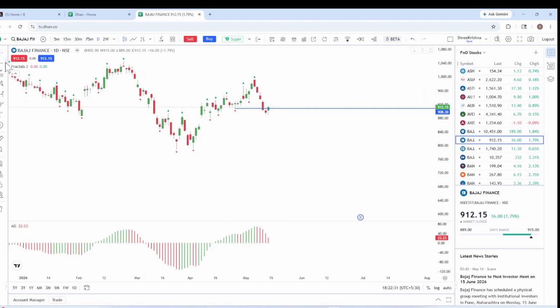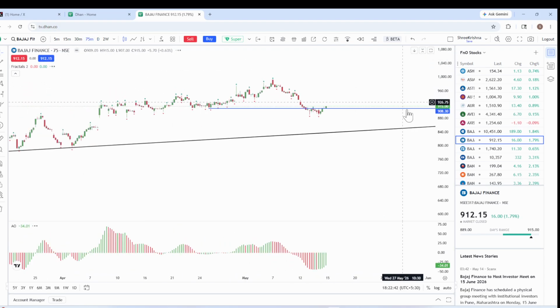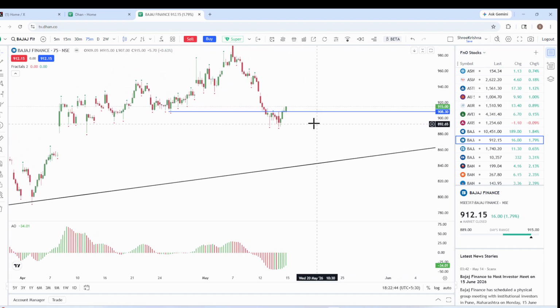So what we need? We need one thing first. If it rejects from somewhere here, we need a rejection. Okay, this is where we need rejection. If you can see this is A, B and C, failure to move this, and then it will start coming towards this trend line.